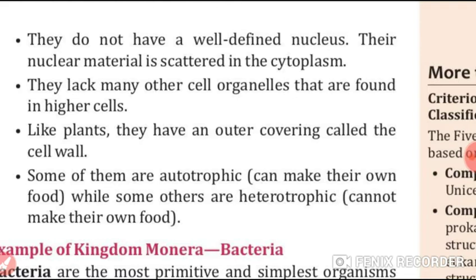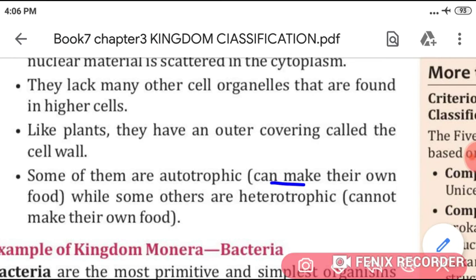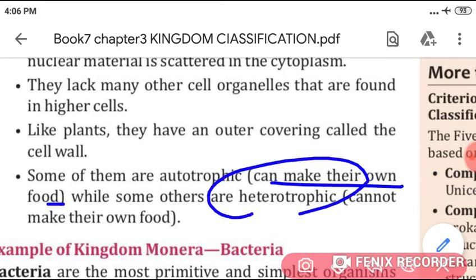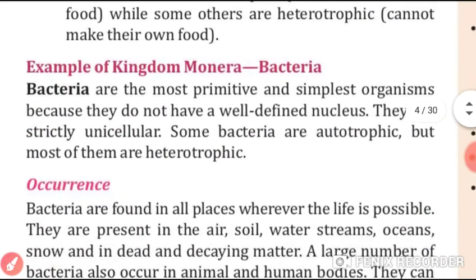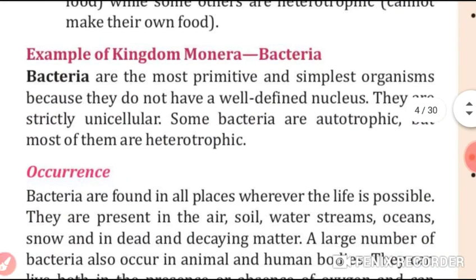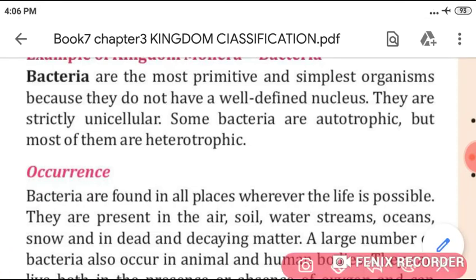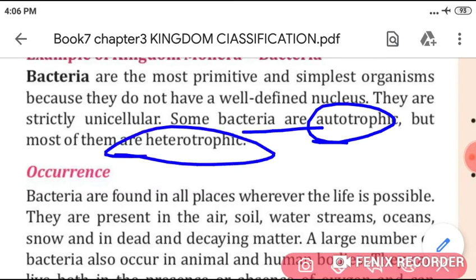And some of them, students, are autotrophic. What are autotrophic, students? Those who make their own food. While here some may be heterotrophic also. What are heterotrophics? Those who cannot make their own food. Okay. Now what are the examples of this kingdom? We will study bacteria. Bacteria is the example. They are strictly unicellular and they do not have a nucleus. Some bacteria are autotrophic, but most of them are heterotrophic.